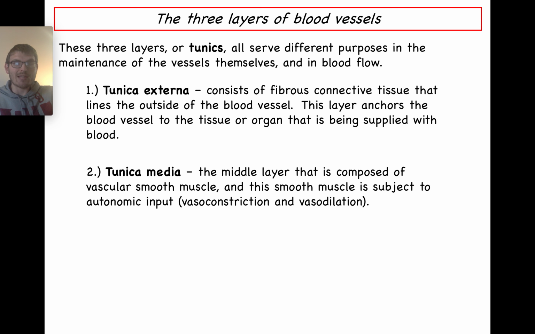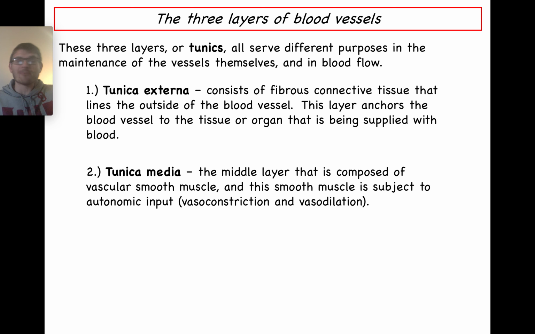The middlemost layer, called the tunica media, media meaning middle, is a layer of vascular smooth muscle. Even though we have not formally named it until now, this is something that we are already very familiar with based on our discussions of the autonomic nervous system, particularly the sympathetic division's ability to vasoconstrict and vasodilate blood vessels as a means of regulating blood flow into and out of specific places.